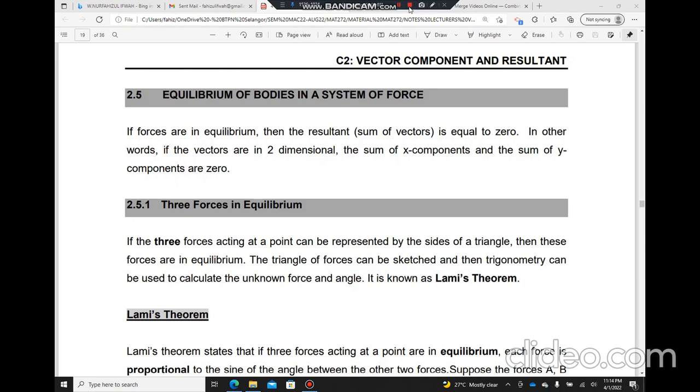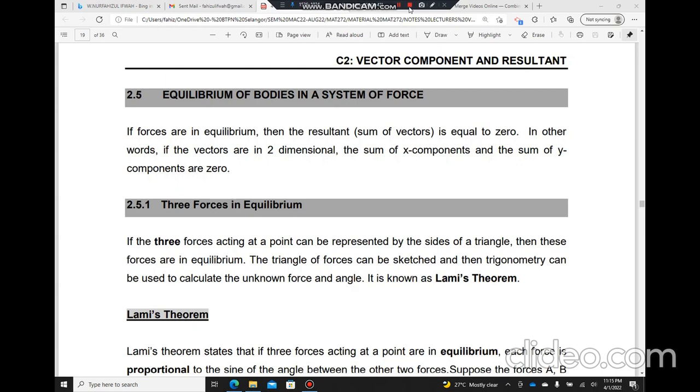Okay, so next topic 2.5, equilibrium of bodies in a system of force. If forces are in equilibrium, then the resultant or sum of vectors is equal to 0. In other words, if the vectors are in two dimensions, the sum of x components and the sum of y components are 0. So, suatu force tu kita akan katakan dia dalam equilibrium ataupun keseimbangan. Bila resultant ataupun sum of vectors, bila awak tambah semua vectors, dia akan sama dengan 0. So, dia adalah berada dalam equilibrium ataupun keseimbangan.